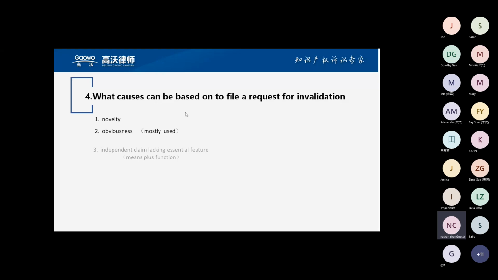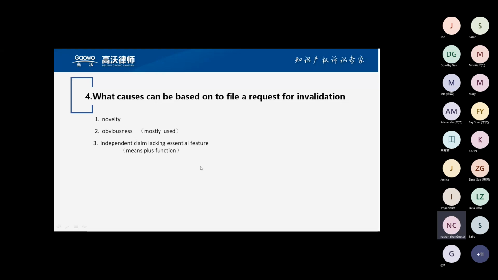You can also file based on the lack of obviousness. This is the most used in most cases. The novelty reason you can use, but in rare cases, the two inventions are totally the same. So in most cases, the obviousness reason is mostly used.